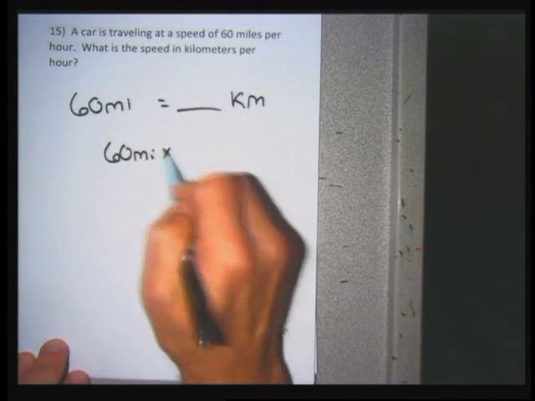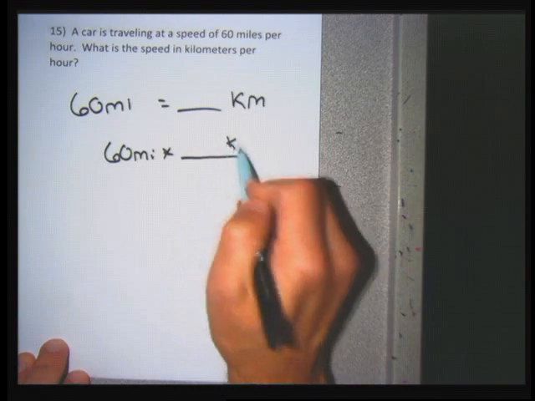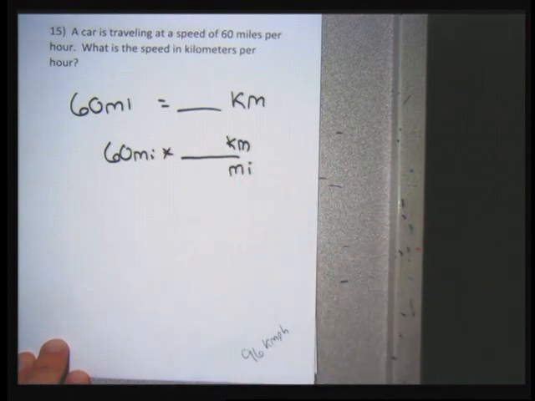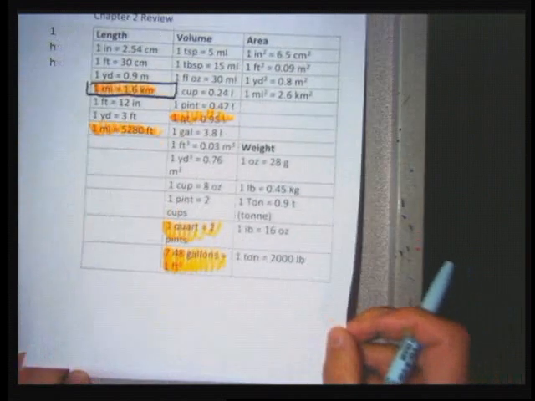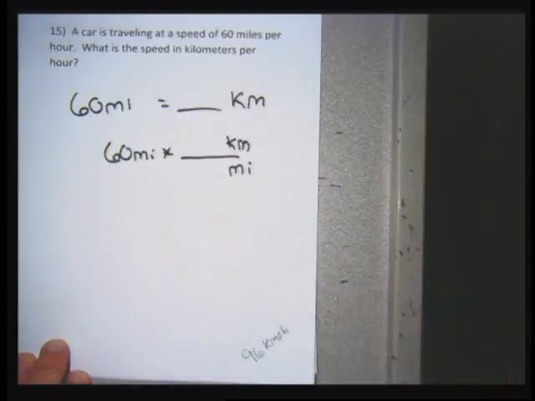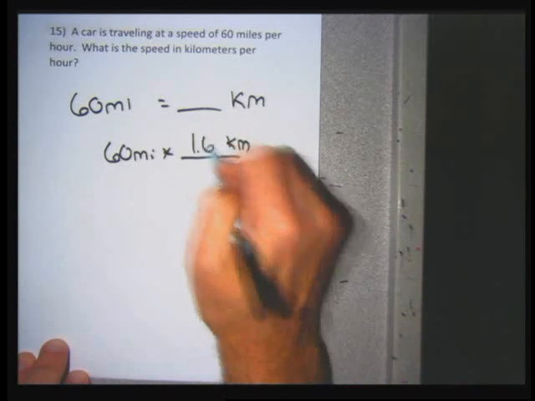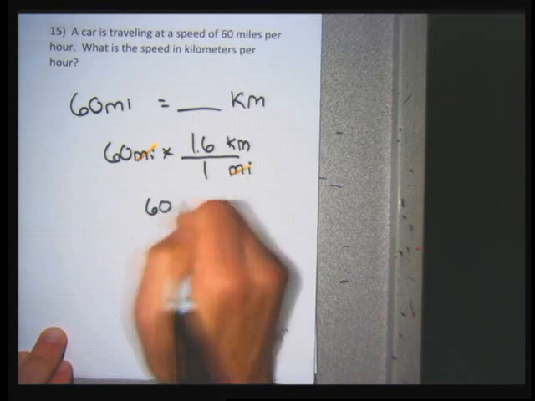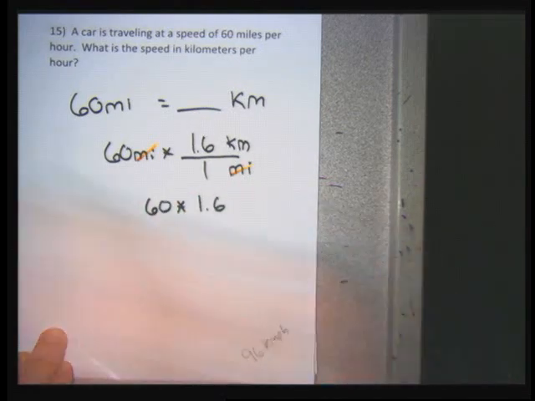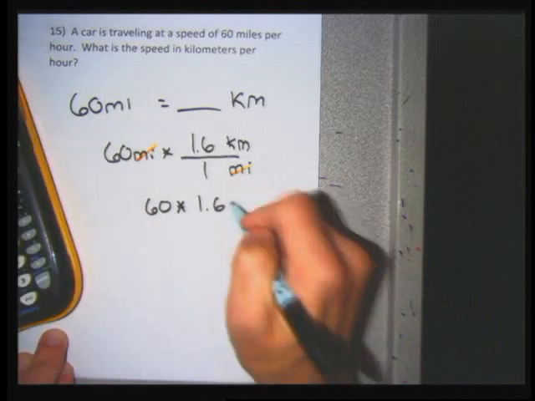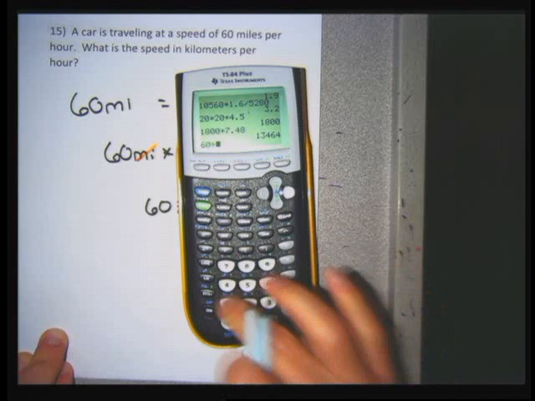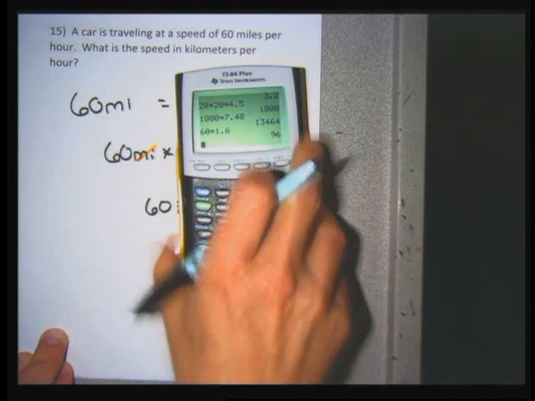So the fraction that I multiply by is going to have what I want to end up with, kilometers, in the numerator, and what I want to get rid of, miles, in the denominator. The 1.6 is the kilometers, the 1 is the mile. So I put 1.6 next to the kilometer, 1 next to the mile. I cancel out my miles. Now I'm left with 60 times 1.6. I think that's 96, and my units are still kilometers. So 60 times 1.6, and I get 96.